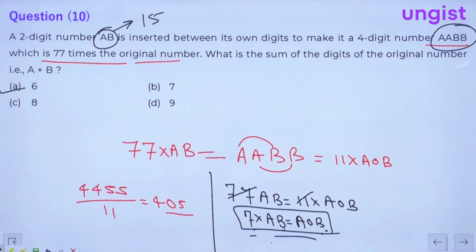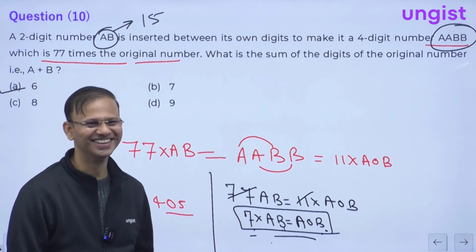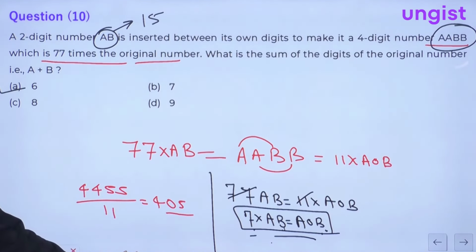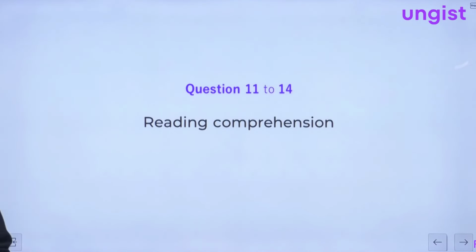Yes, guys, it is clear now. Right? Okay, shall we move? Okay, again, reading comprehension questions, guys. I'm very poor at it.